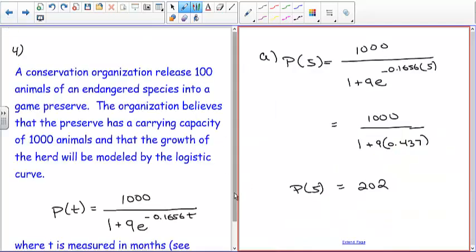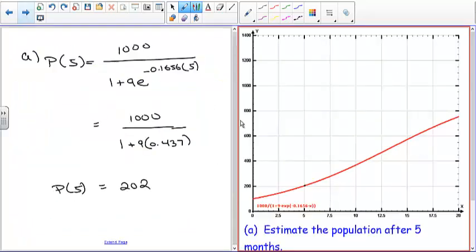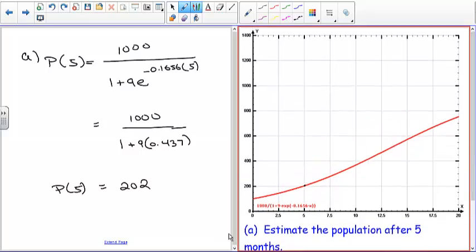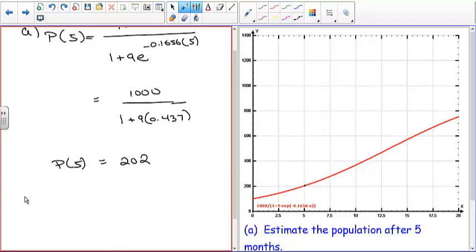The second one: the question was, after how many months will the population be 500? So for that part, similar kind of deal. For part B, we're going to say 500 equals 1,000 divided by 1 plus 9 e to the negative 0.1656 times t. So we need to solve for t.